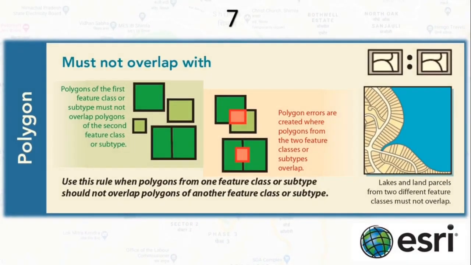Next one is must not overlap with. It requires that the interior of polygons in one feature class or subtype must not overlap with the interior of polygons in another feature class or subtype. Polygons of the two feature classes can share edges or vertices or be completely disjointed.